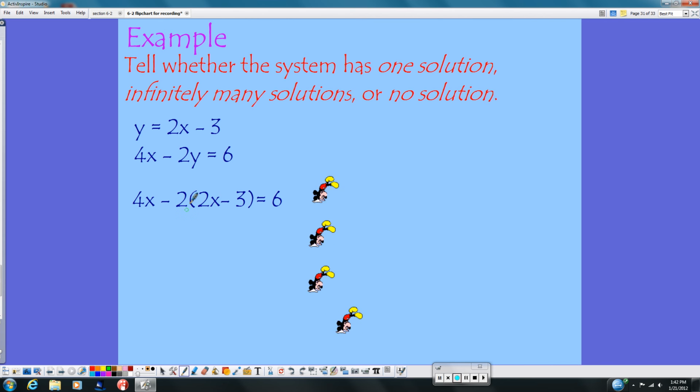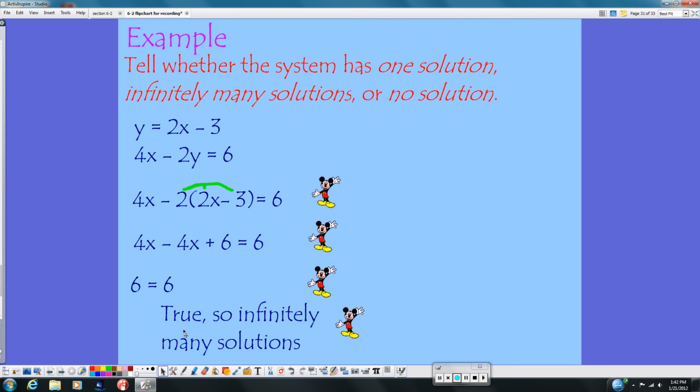We're going to distribute to get 4x minus 4x plus 6 equals 6. The 4x minus 4x gives us 0, so that tells me that 6 equals 6. That's a true statement, so we have infinitely many solutions.